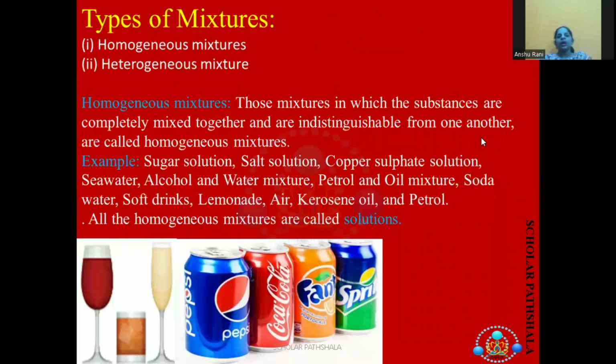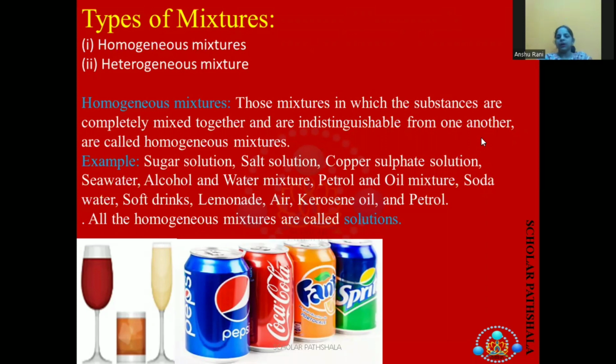Then we have two types of mixtures, homogeneous and heterogeneous mixture. Homo means same, hetero means different. Homogeneous mixture is a substance which is formed when two or more components are mixed completely. They are not having any boundaries of separation.